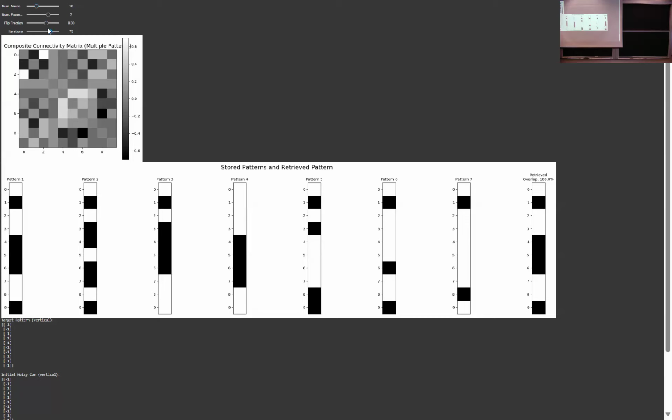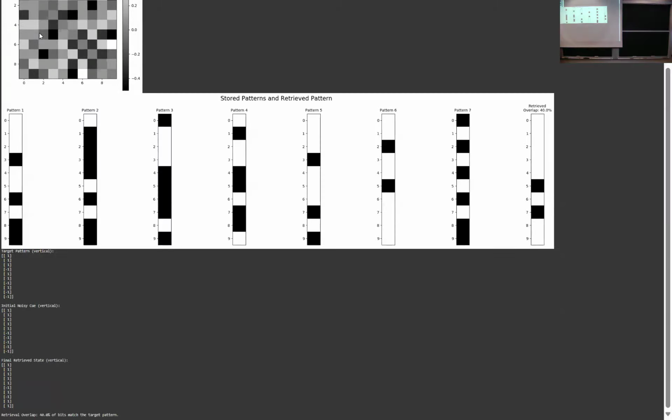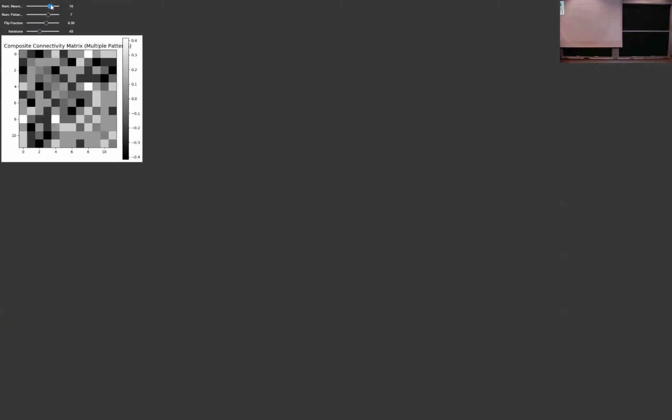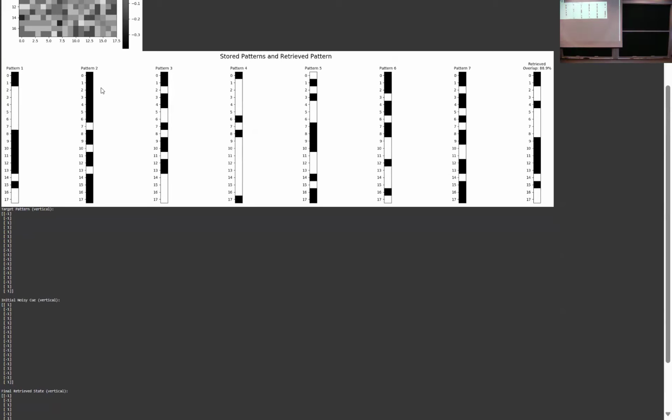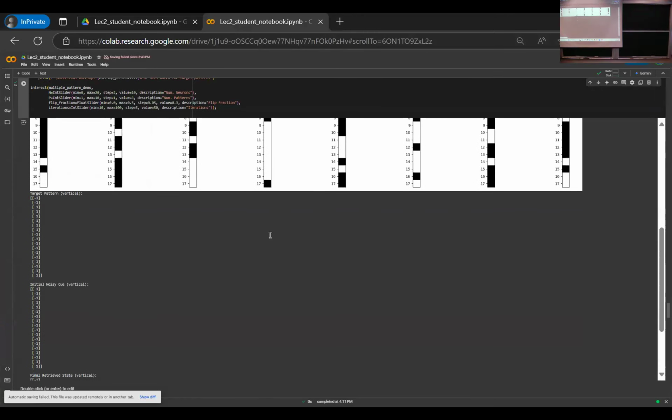So let's go back to 45 iterations. Right now it's like 40%, pretty bad. What if I increase it to 18? Oh, 88%. That's much better. So yeah, you can play around with these parameters as well to build your intuition more.